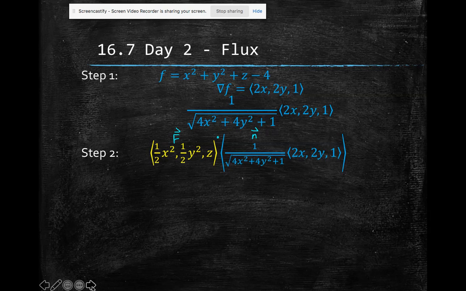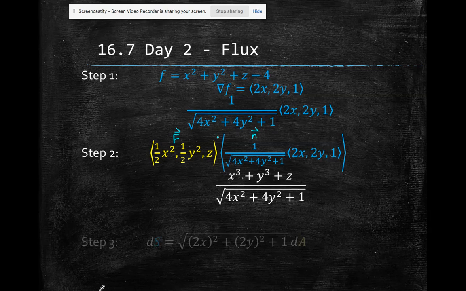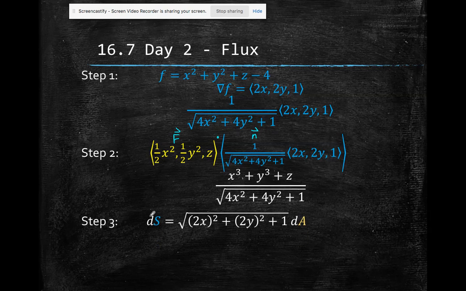Looks kind of hairy, but notice something nice happened, right? I'm just multiplying. We're doing the dot product here. I'm just kind of factoring this out. Dot product there, here, and z all over this. Now look at transform your dS into dA, which is just the square root of these partials squared plus 1.